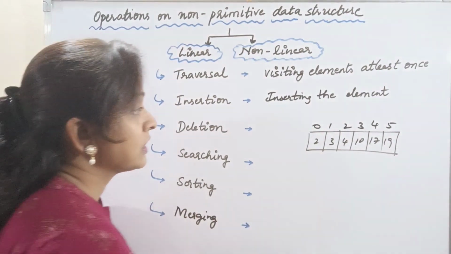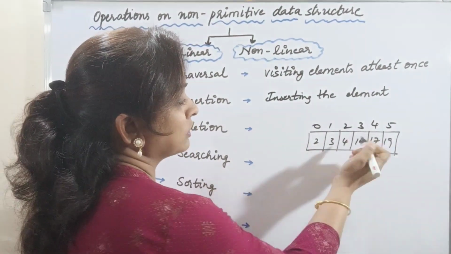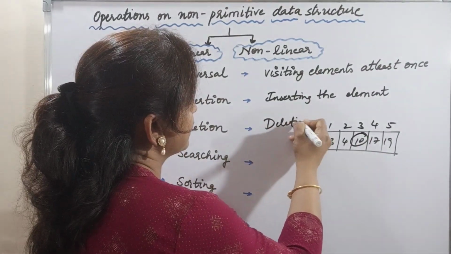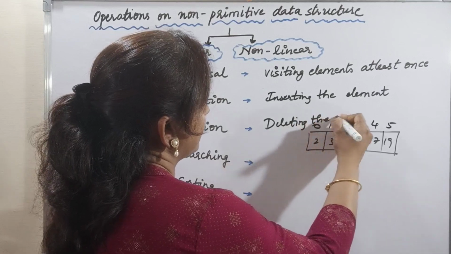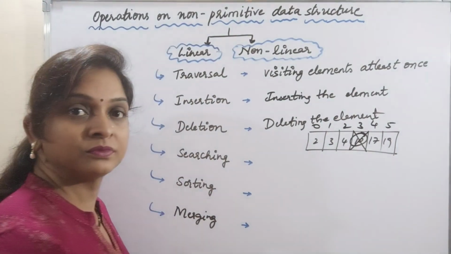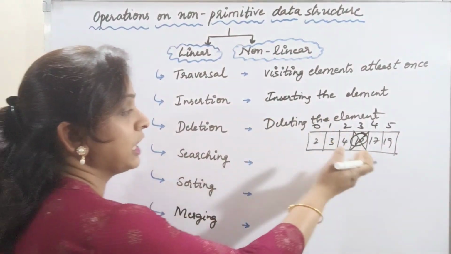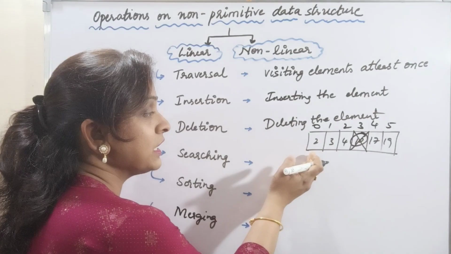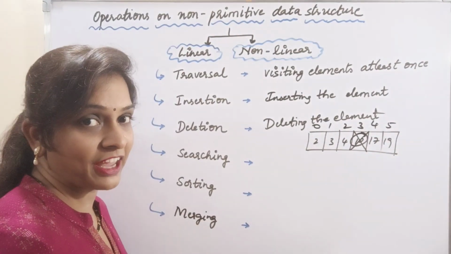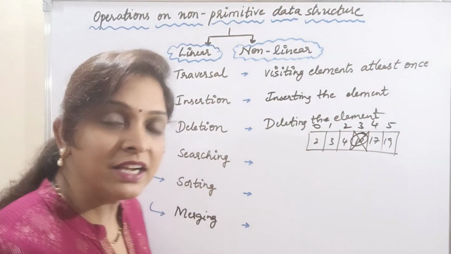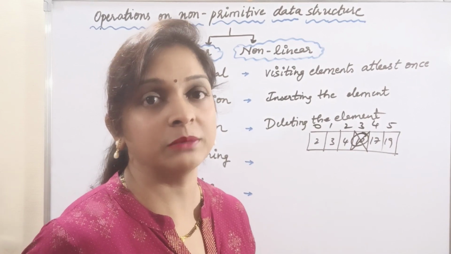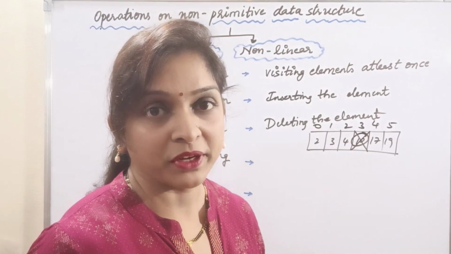Then deletion. Suddenly I think that I don't want this element 10. I want to delete that. Then I say deleting the element. I need to remove this. How to do that? It may be an in-between element, or the beginning element, or the ending element that I need to delete. How to delete that? Again, an algorithm. See, this complete data structure is based on algorithms. So we need to learn the algorithm and then get into the program.